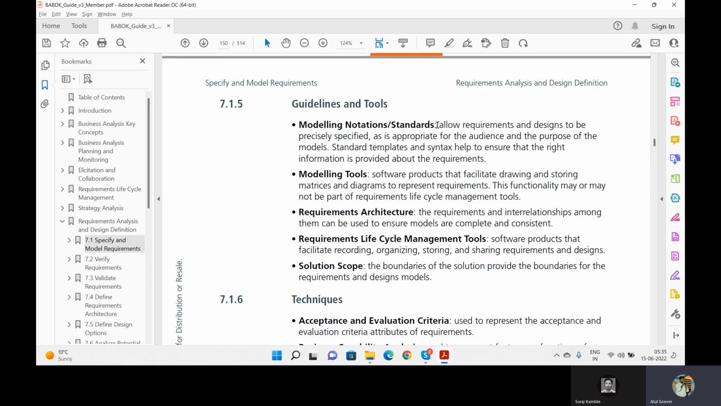So it should be standard so that nobody should get confused, and that is where we have templates. Standard templates and syntax help to ensure the right information reaches the right person. Modeling tool: the software which you want to use to draw and store these matrices and the diagrams. You should have knowledge of that particular requirement architecture, how the interrelationship will be in this model, which is complete and consistent.